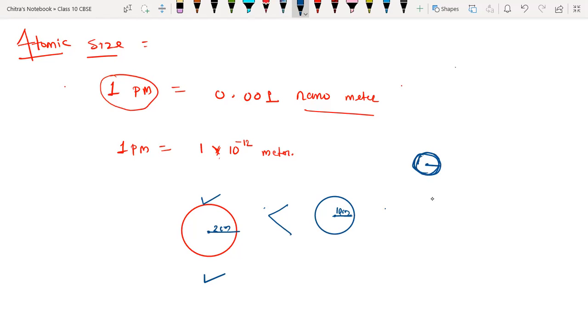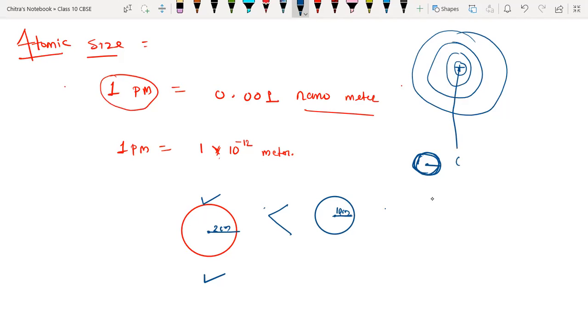So we know an atom consists of a center, called the nucleus, and different shells around it. Is it or not? Yes, sir. Okay. So if we want to measure the distance from the center of the nucleus, this is the center of the nucleus, and here we have the outermost shell. The distance from the center of the nucleus to the outermost shell is called the atomic radius.